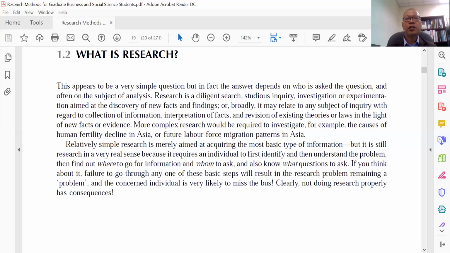Relatively simple research is merely aimed at acquiring the most basic type of information. But it is still research in a sense because it requires an individual to first identify and then understand the problem. Then find out where to go for information and whom to ask, and also know what questions to ask. So the failure to go through any of these processes or steps will make the research a problem.